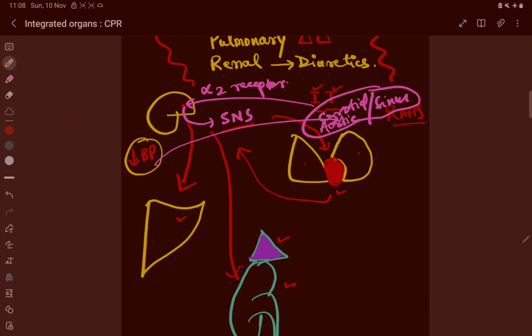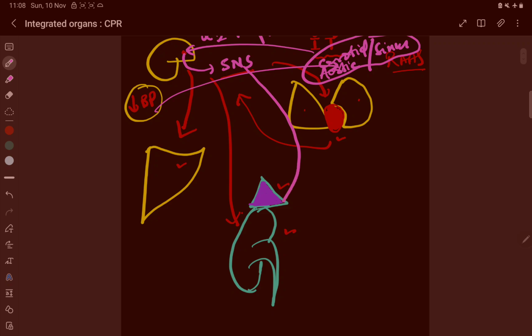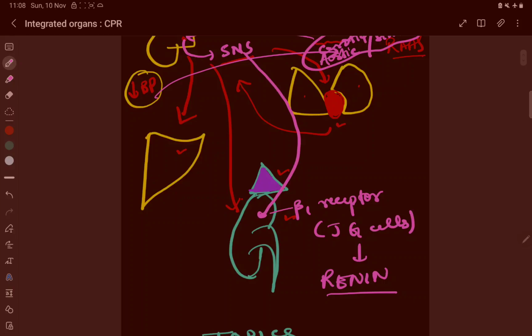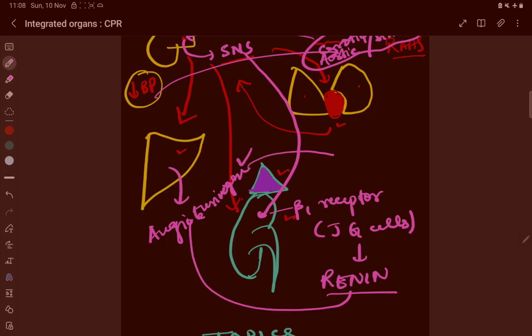This sympathetic nervous system will act on the beta 1 receptor in the JG cells of the kidney to release renin. Now renin, what will it do? Angiotensinogen is released from the liver. Renin will convert angiotensinogen to angiotensin 1.